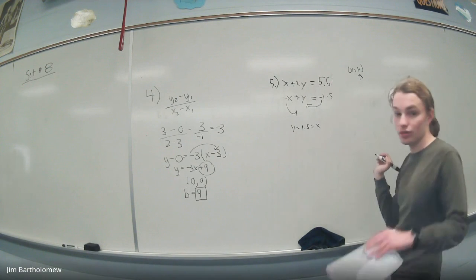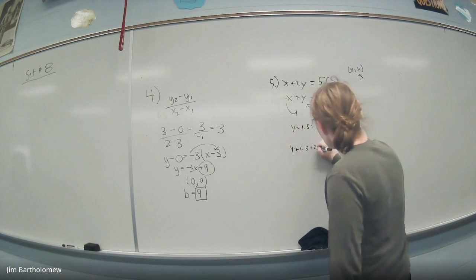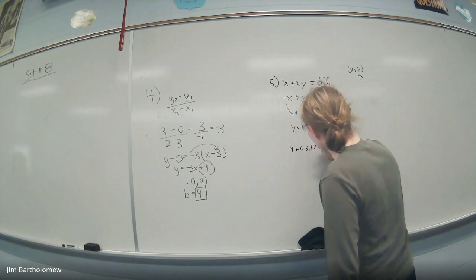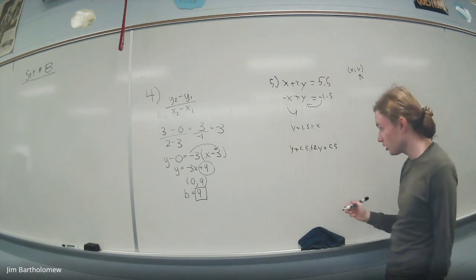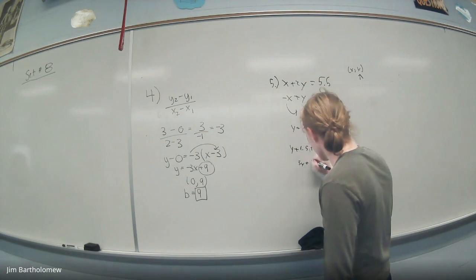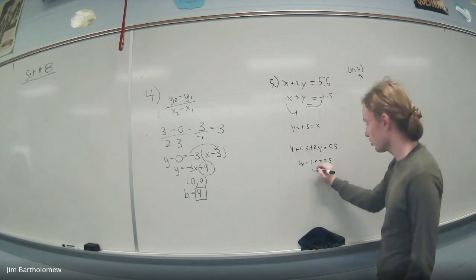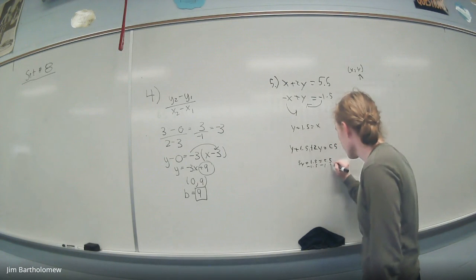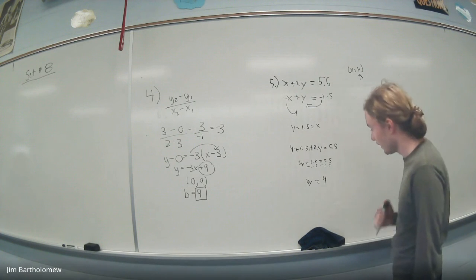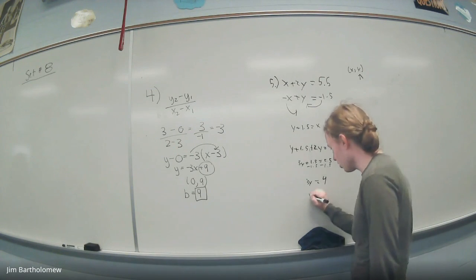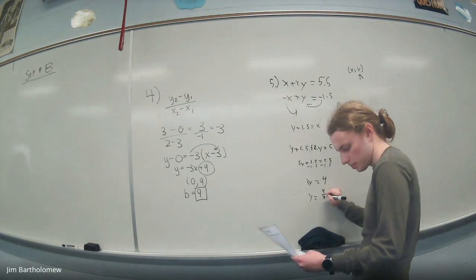We can plug that back into the top equation. y plus 1.5 plus 2y equals 5.5. So combine like terms, we have 3y plus 1.5 equals 5.5. All we have to do from there is subtract 1.5 from both sides, get 3y equals 4. 5.5 minus 1.5 is 4. Then we divide by 3 to isolate our y, get y equals 4 over 3. What did I do?